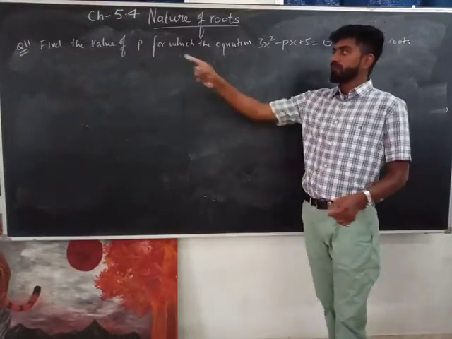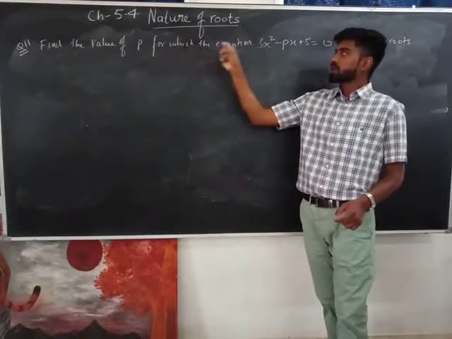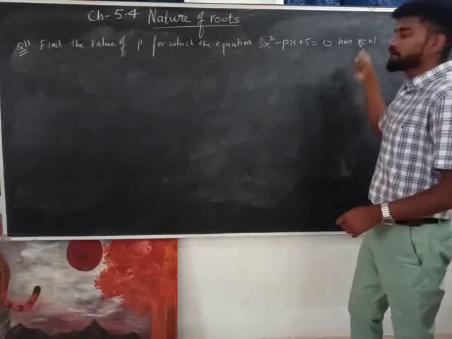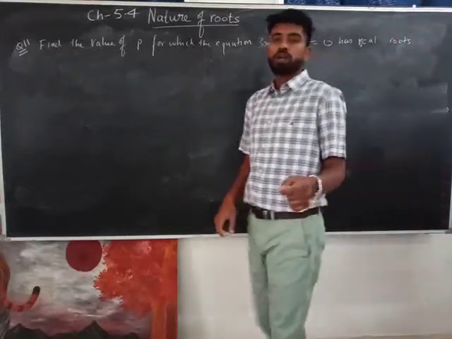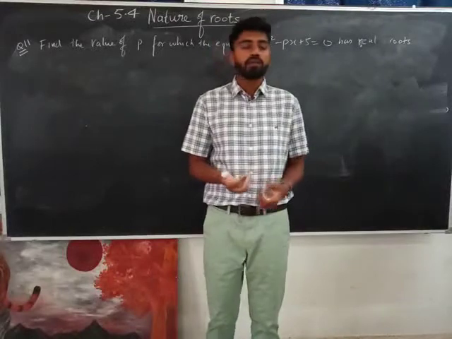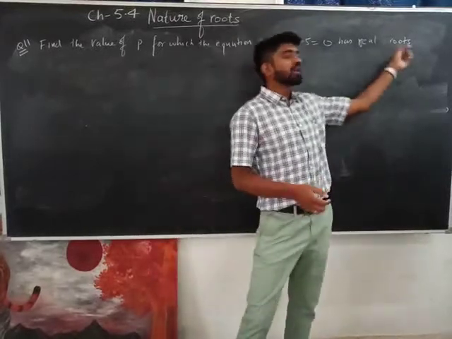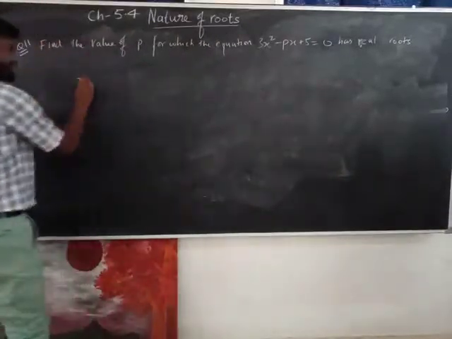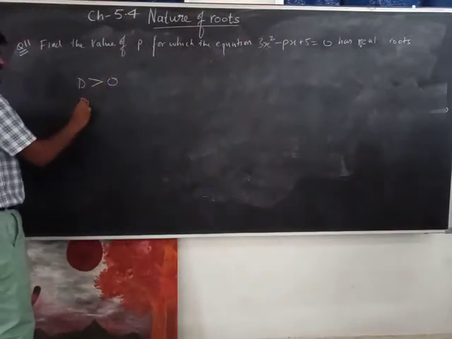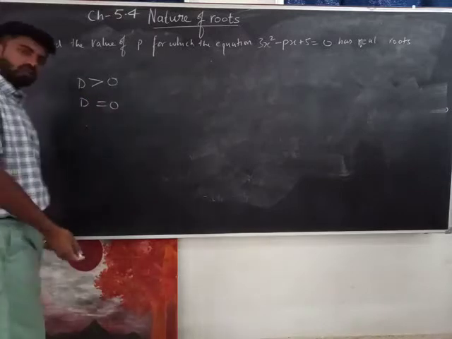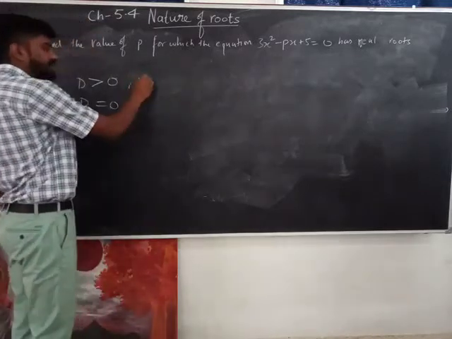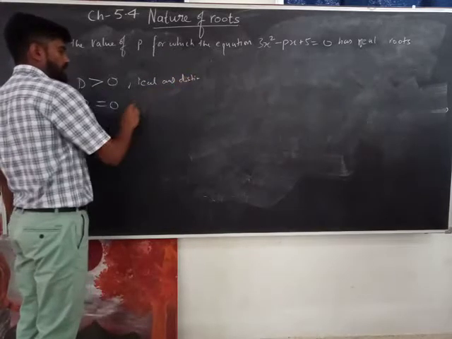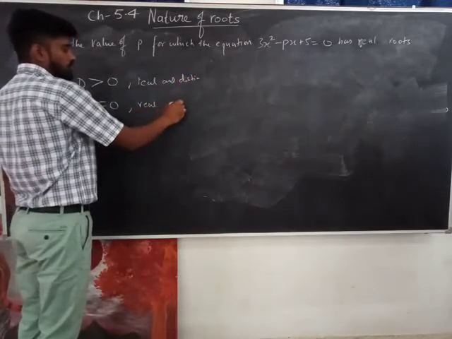The question says, find the value of p for which the equation 3x square minus px plus 5 equals to 0 has real roots. You know what? I am confused. Why am I confused? It's only given real roots. रियल रूट तो दो कंडीशन में होता है, when d is greater than 0 and when d is equals to 0. इन दोनों में रियल रूट्स होते हैं. इसमें रियल एंड डिस्टिंक्ट, and in this real and equal roots.